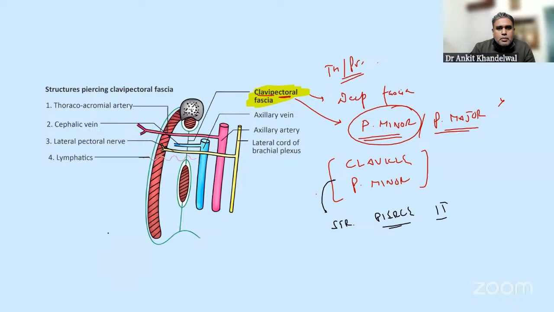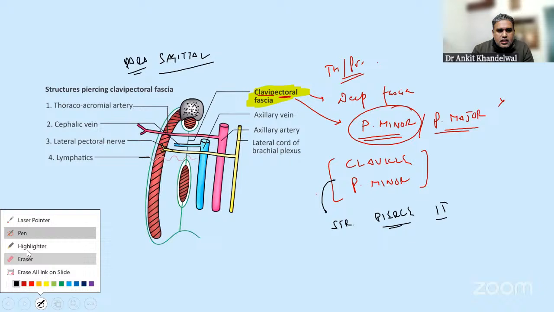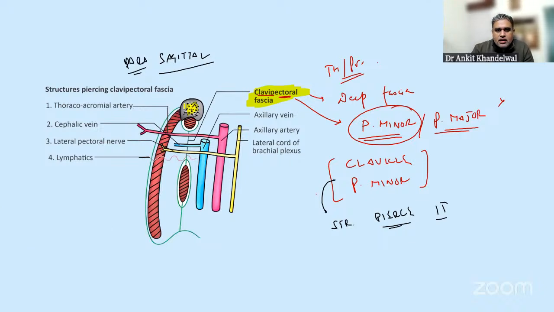So this image is actually a sort of parasagittal section. Suppose I'm sitting like this and there's a section going like this: parasagittal section. If you look at the clavicle, this is the clavicle and this is the pectoralis minor over here. This fascia in between is the clavipectoral fascia.